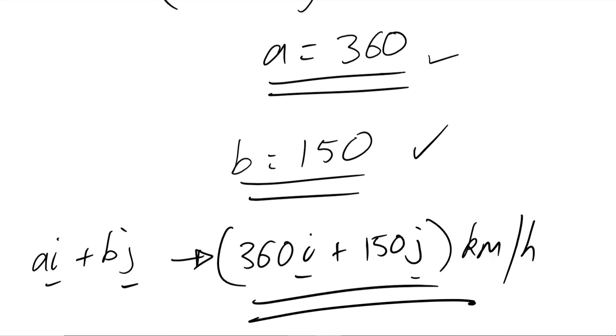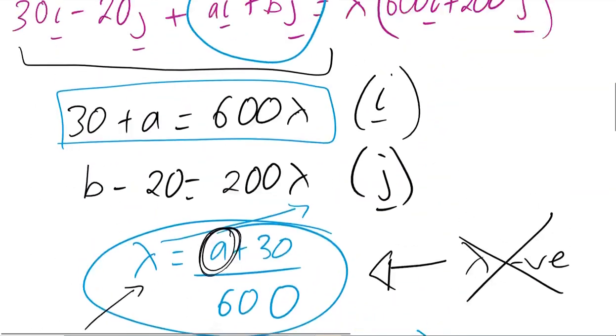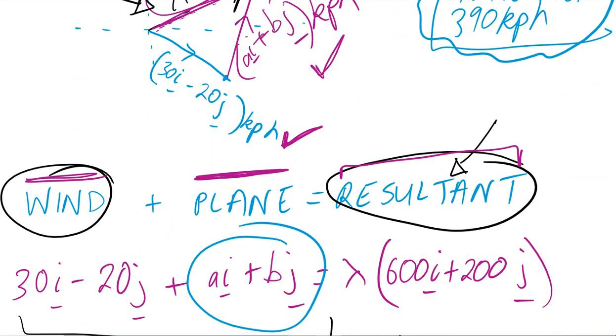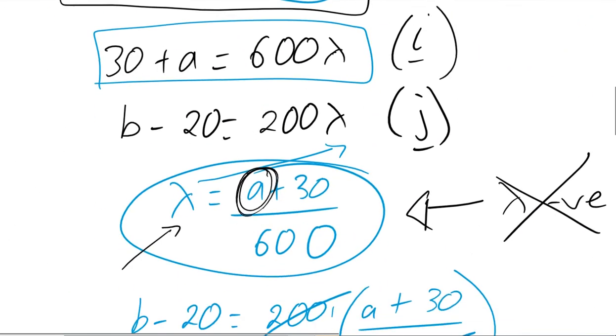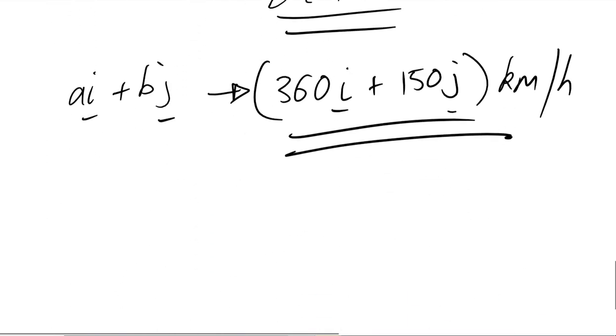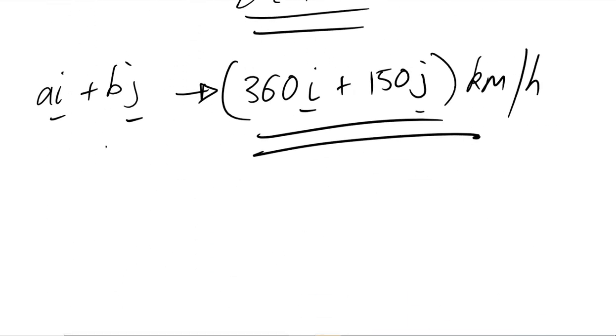So that's our answer. Now, if we go back to the question, let's have a look at what we have found to make sure we actually understand what's happened here. If we look at this equation that we had up here, this started everything off, the wind's vector plus the plane's vector helped us to get some clues to get our resultant velocity vector. So let's use that now. This that we've got here is the plane's velocity vector.